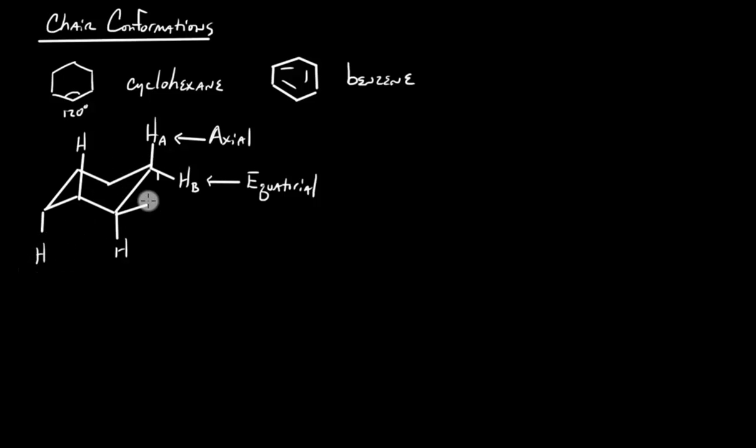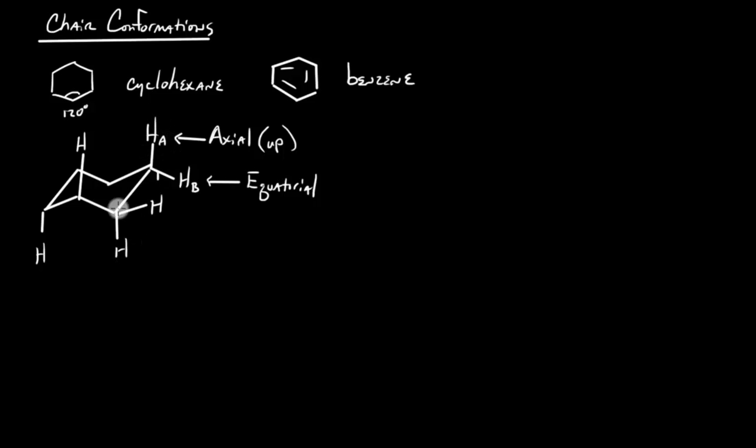So we can not only call these axials, but we can talk about whether or not they're pointing up or pointing down. So we can say this hydrogen A is pointing up, so we would call this guy axial up. This hydrogen is pointing axial down, axial up, and axial down. An interesting thing to notice is that as we go around the ring, these axials are actually kind of inverting as we go from carbon to carbon.